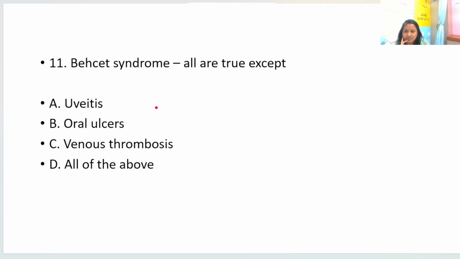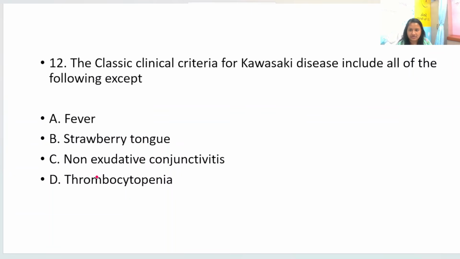So Behçet syndrome, you see uveitis, you see oral ulcers, you see venous thrombosis as well as arterial thrombosis. So all are true in this case, right? All are true in this case. The fourth option, they have given it as all of the above, but you could put any other option here because all the others are true. The last option is not true.